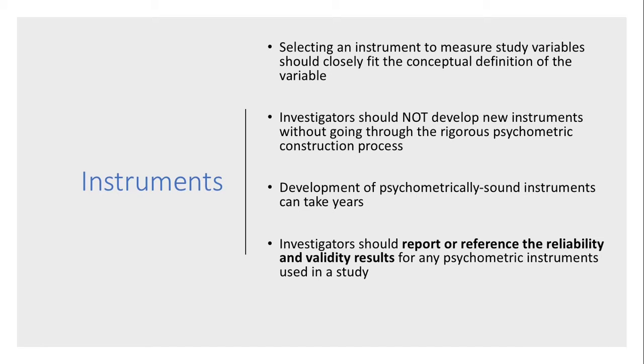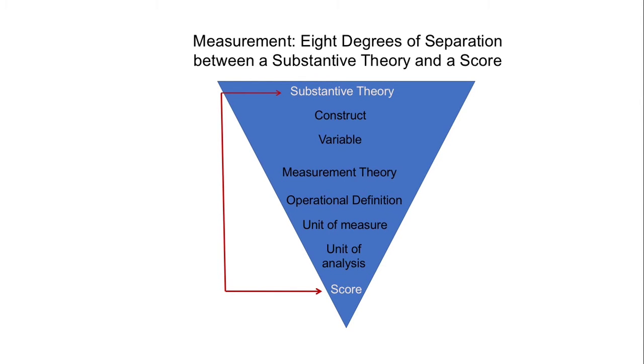closely, because development of psychometrically sound instruments can really take a long time, and investigators need to report or reference the reliability and validity results of any psychometric instruments used in a study. Sometimes this may be as little as referencing the original article with just a citation number. Other times they may provide a little more detail. This could be a whole 2 hour lecture in and of itself, and we're going to go over just the down and dirty of what you need to know in a couple of slides.